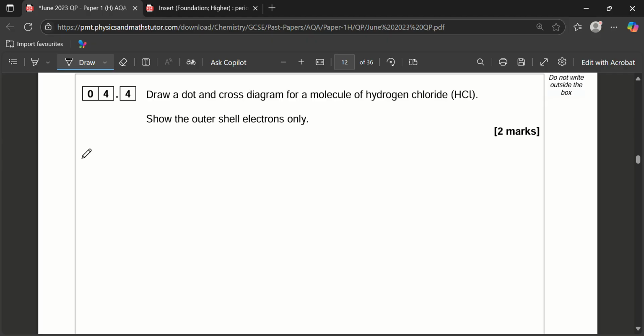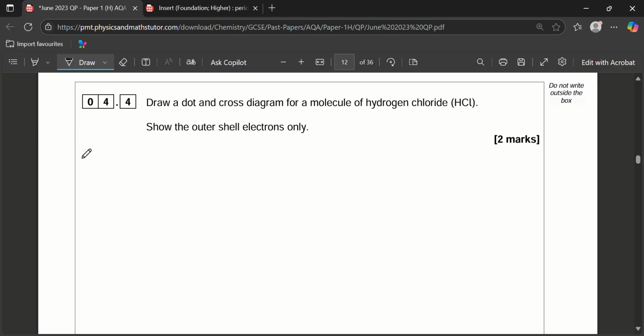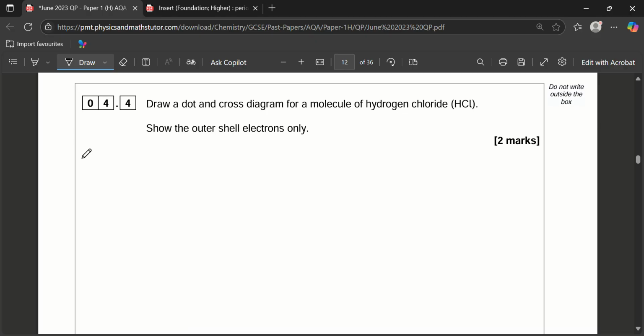And draw a dot and cross diagram for a molecule of hydrogen chloride. Show the outer shell electrons only, so HCl again. Hydrogen chloride, okay, cool.